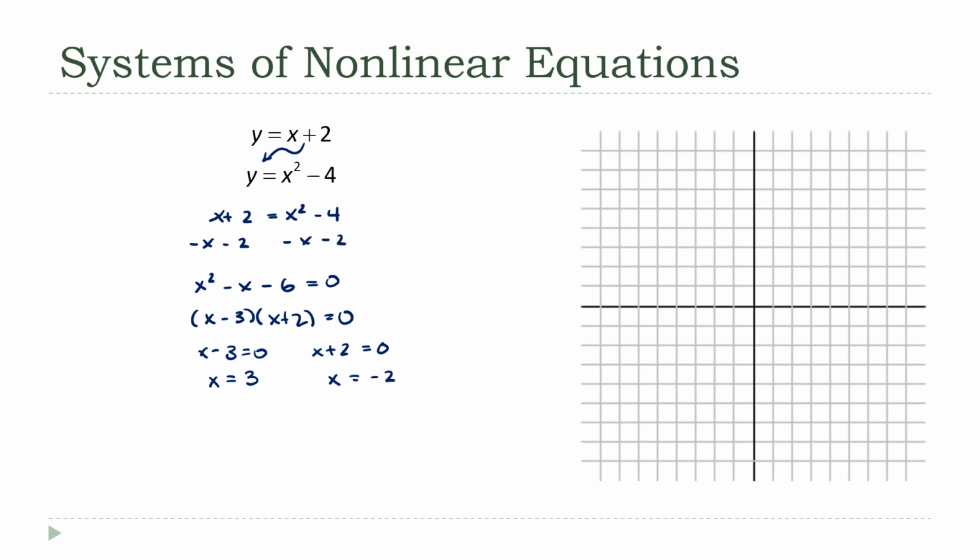Right? We still need to find the corresponding y value. Now, which one you substitute back into shouldn't matter. Right? You should get the same answers either way. So I usually try to pick the one that looks the simplest. Right, so I'm going to put them into that y equals x plus 2 equation. So if I put 3 in there, I get y equals 5. So my first solution is 3 comma 5. And if I put negative 2 in here, I get 0. So my second solution is negative 2 comma 0. Right, and there we go.